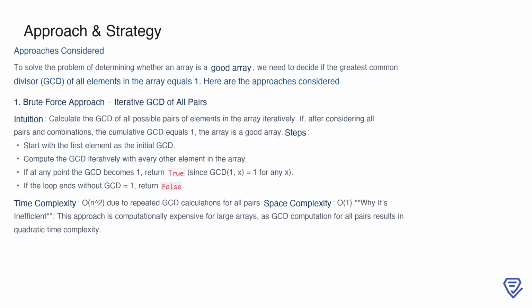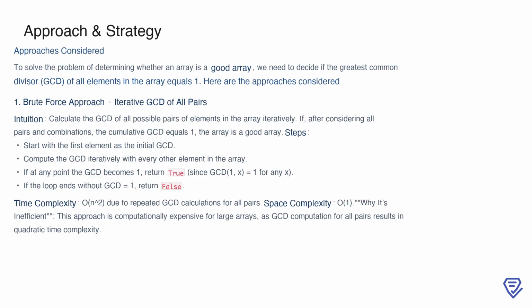If at any point the GCD becomes 1, we can stop immediately and return true, because once the GCD is 1, it cannot get smaller. On the other hand, if the loop completes without the GCD ever reaching 1, we return false. However, while this method is simple to understand, it is computationally expensive. Repeatedly calculating the GCD for all pairs of elements leads to a time complexity of n squared, which becomes impractical for larger arrays. The space complexity is efficient at 1, but the high time cost makes this approach inefficient overall for large datasets.